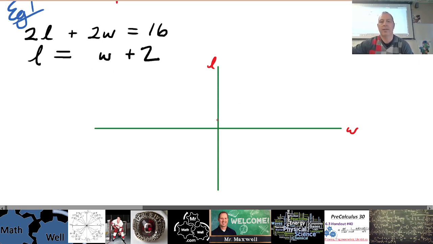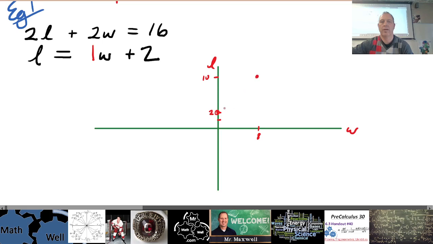So I'm going to take 2 here as my B value, my y-intercept. And what's the slope? 1. So I'm going to go up 1 over 1, or I'm going to go up, I don't know, 8 to 10 here. I'm going to go up 8 and over 8. Why not? Just picking a large number. Up 8 and over 8.